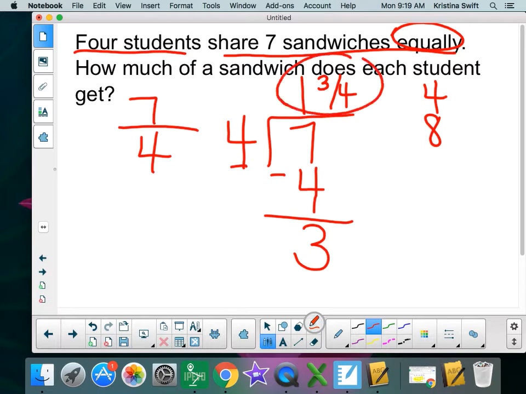So how much does each student get? They get 1 3/4 of a sandwich.